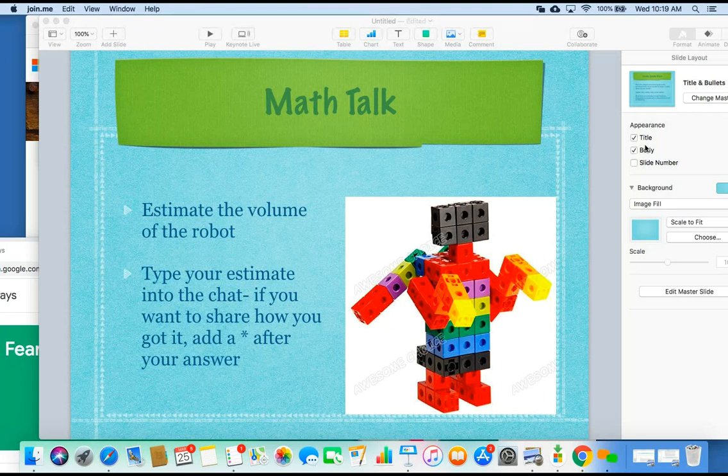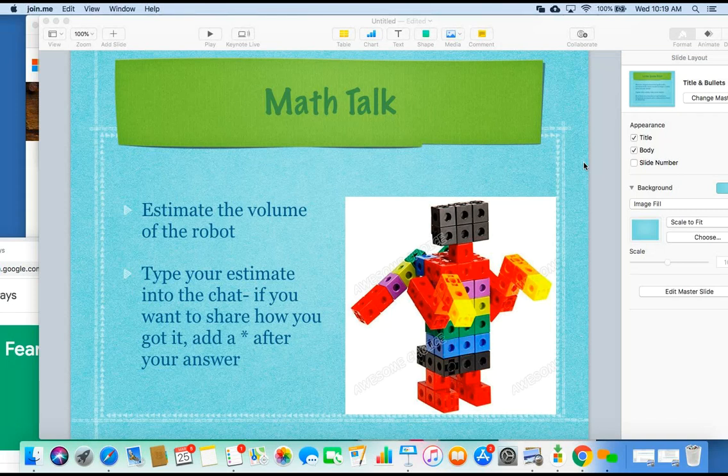And I see Blue with some stars, so Blue will be our last share. Blue, how did you get your estimate? Blue, is your mic maybe not working? Okay, you can type into the chat, Blue, how you got your estimate if your mic isn't working. But I hope maybe you have some ideas of how you would make a different robot.